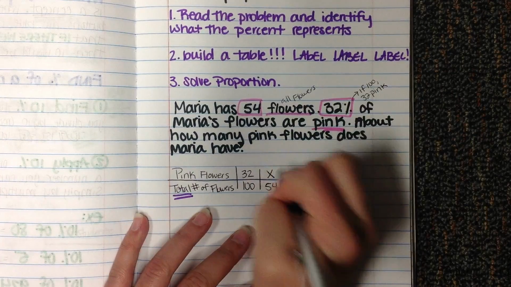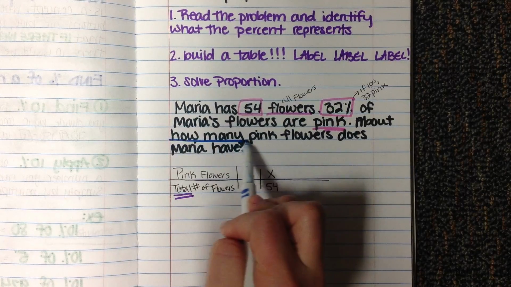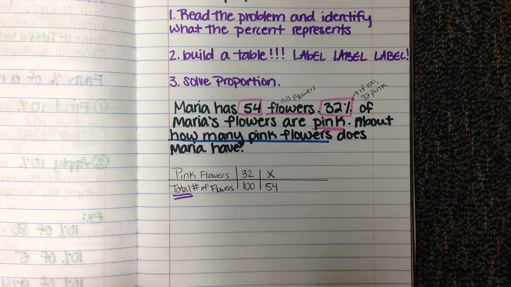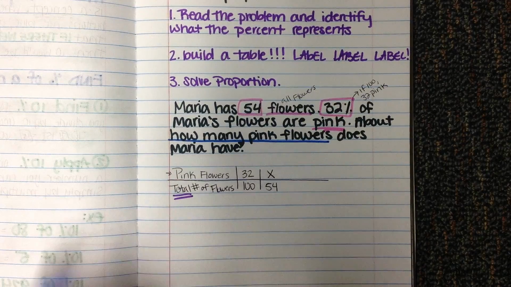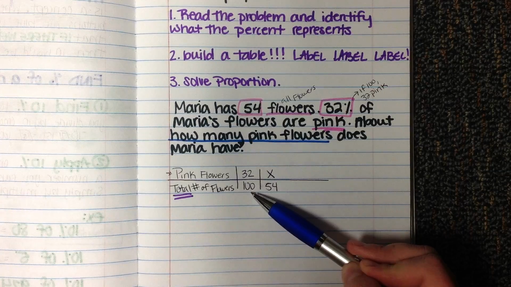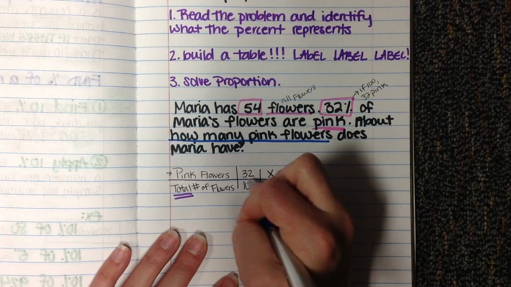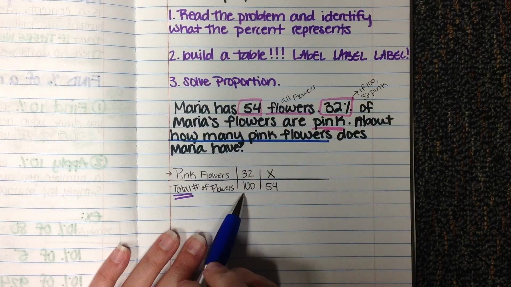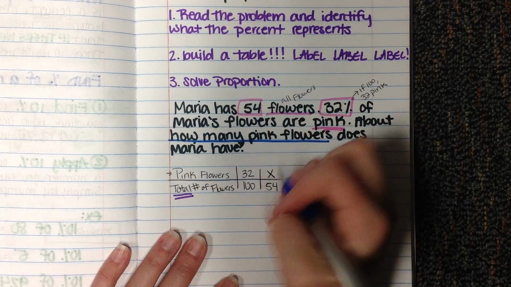A way that you can check to make sure your variable is in the correct spot is to look at the question. The question asks me how many pink flowers does she have. That means that something in this pink flowers column needs to be my variable because that's what I'm looking for. I'm looking for pink flowers. So I know that 32 flowers are pink if there are 100 total. And I don't know how many flowers are pink if there are 54 total. That's what I'm trying to find out. So I'm going to go ahead and solve this problem. I don't think 32 times anything will get me 100. I don't think 54 times anything will get me 100, so I'm going to cross multiply.